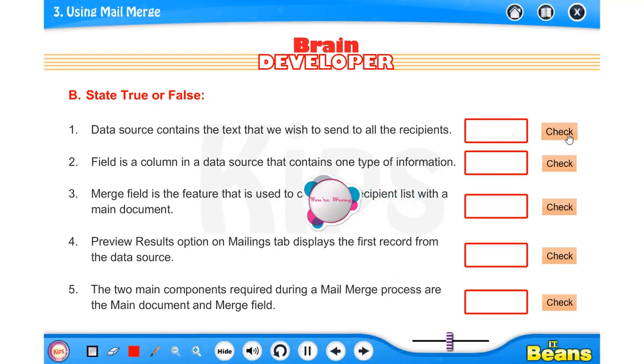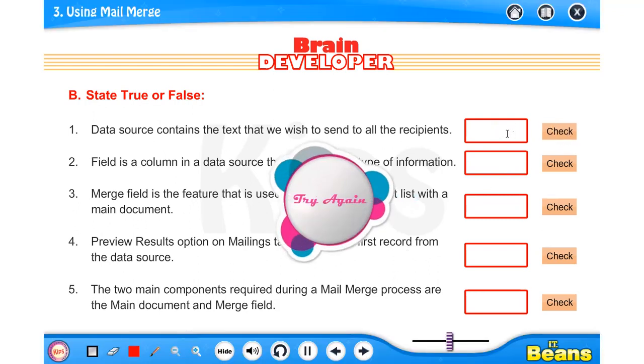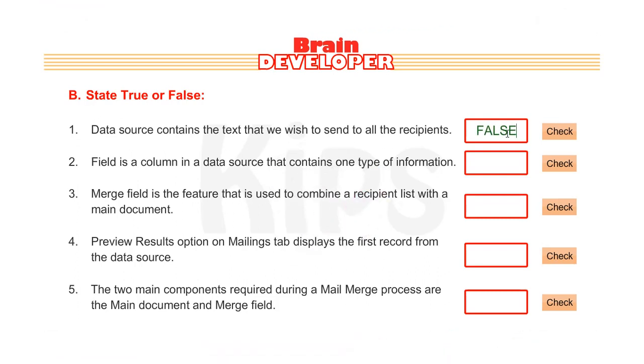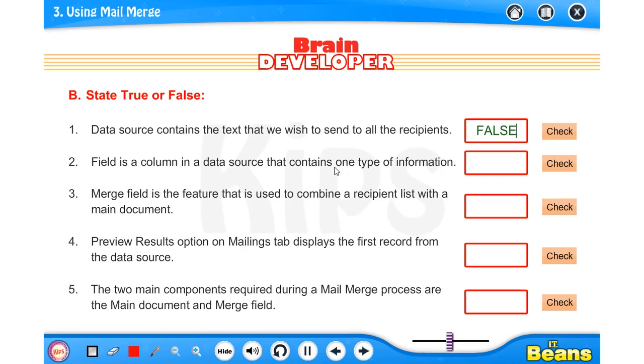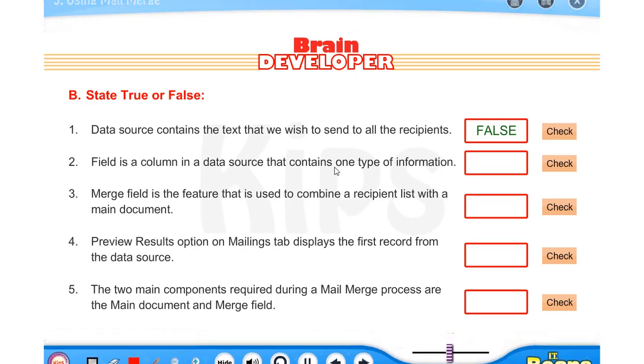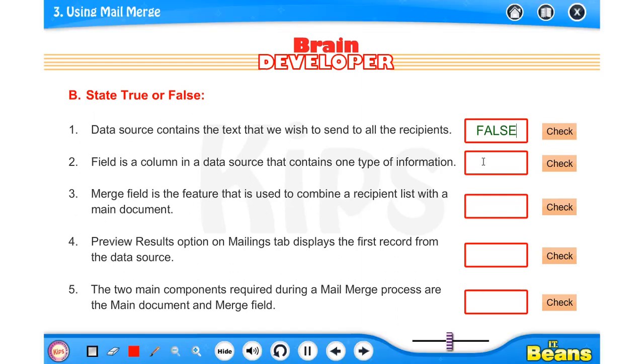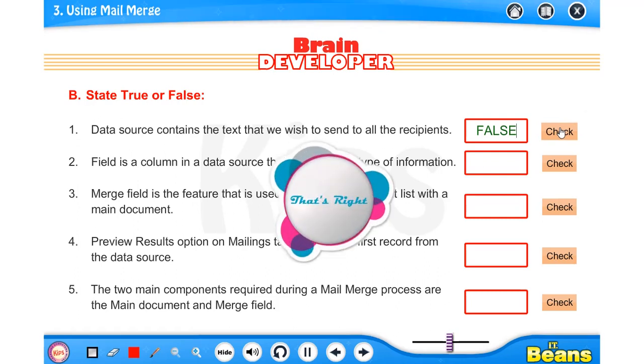Let me check it. No, it is not true. So the correct answer is false, because in place of data source, main document should come. Main document contains the text that we wish to send to all the recipients, not data source. So false will come in it. Okay, beta.